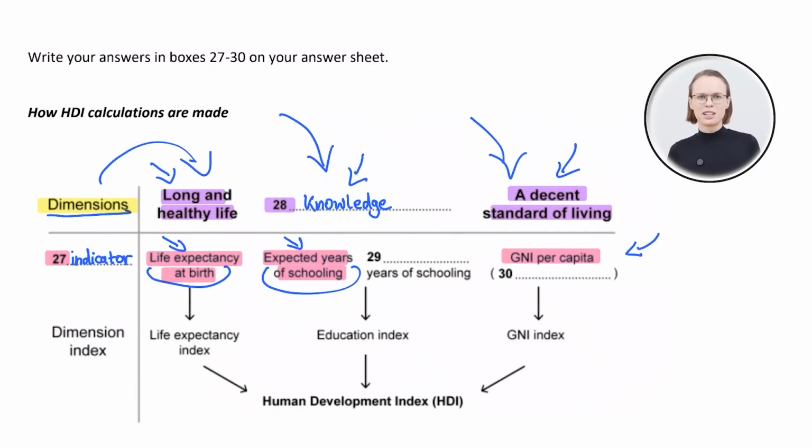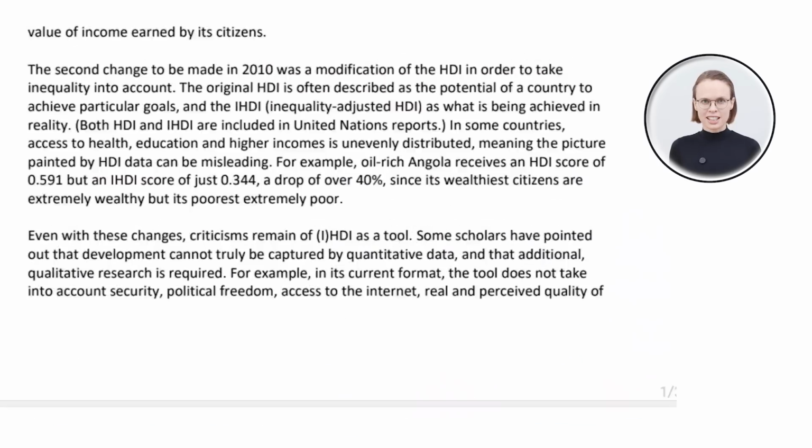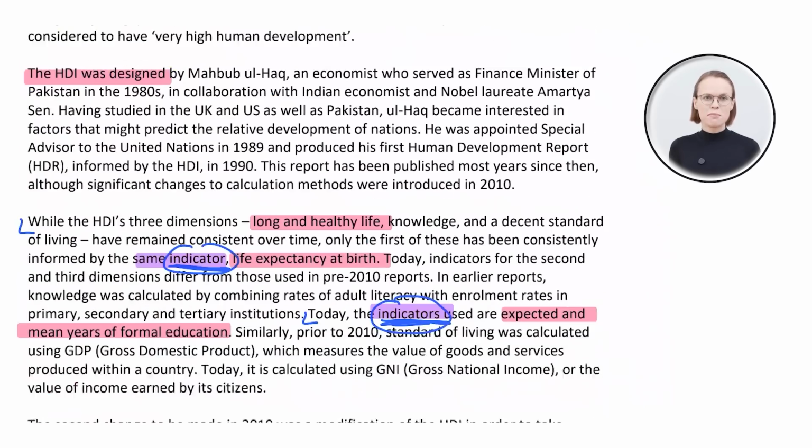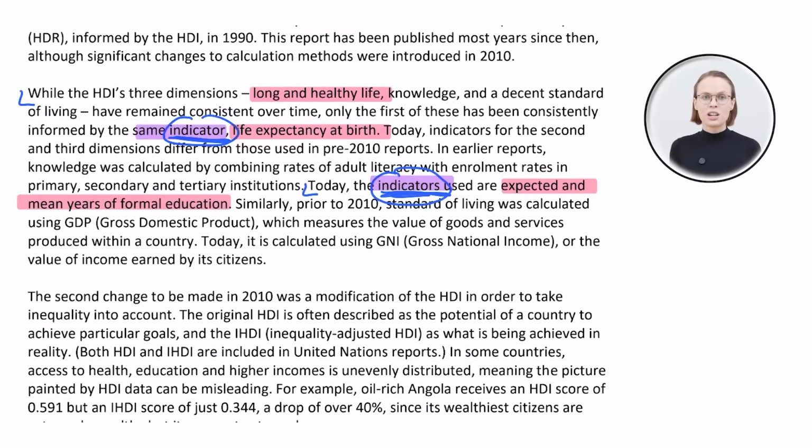We continue with question 29. Here it says something, years of schooling. So we're looking for years of schooling. Where can we find years of schooling in the passage? I remember that paragraph 3 talked about education. So let's take a closer look at this part here. We already had a look at that earlier.